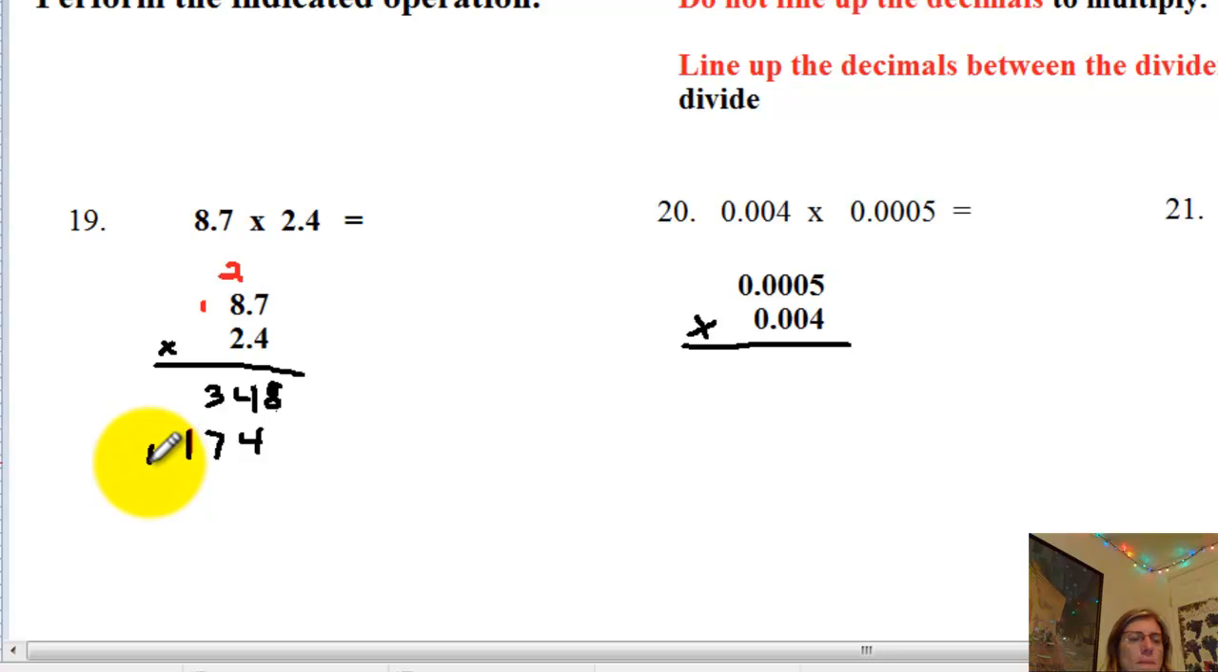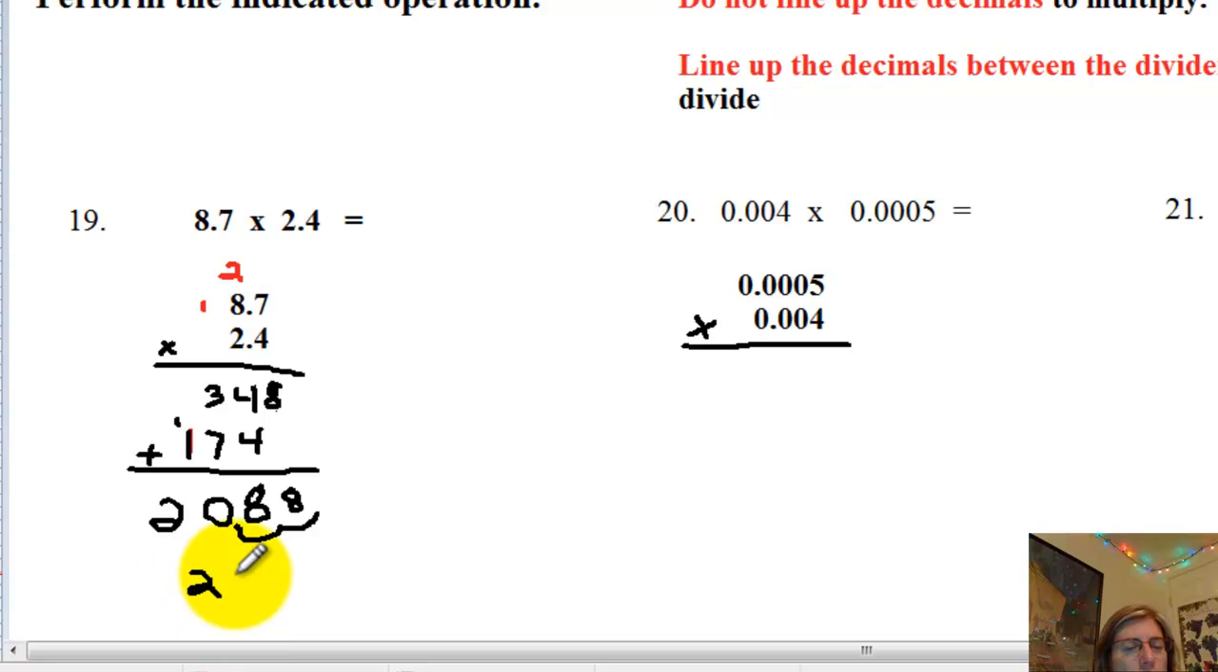8 times 2 is 16, plus 1 is 17. And now we add as usual. 8 plus 0 is 8. 4 plus 4 is 8. 7 plus 3 is 10. Carry your 1. 1 plus 1 is 2. Now we decide how many decimal places the answer has by counting how many decimal places there are altogether up here. And there's one with this number and one with that one. So there's 2 total decimal places. So we move the decimal point over 2 places, so that our answer is 20.88.